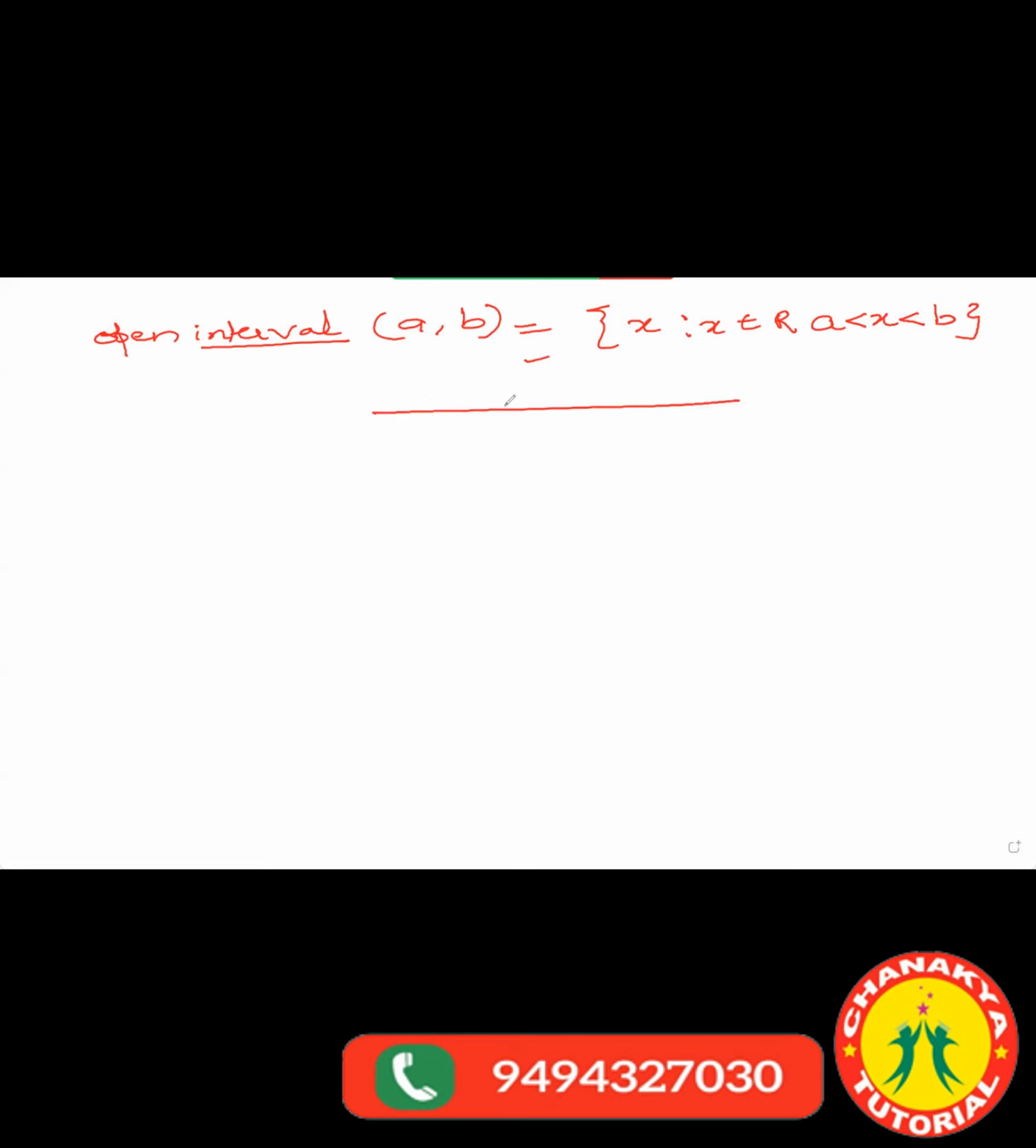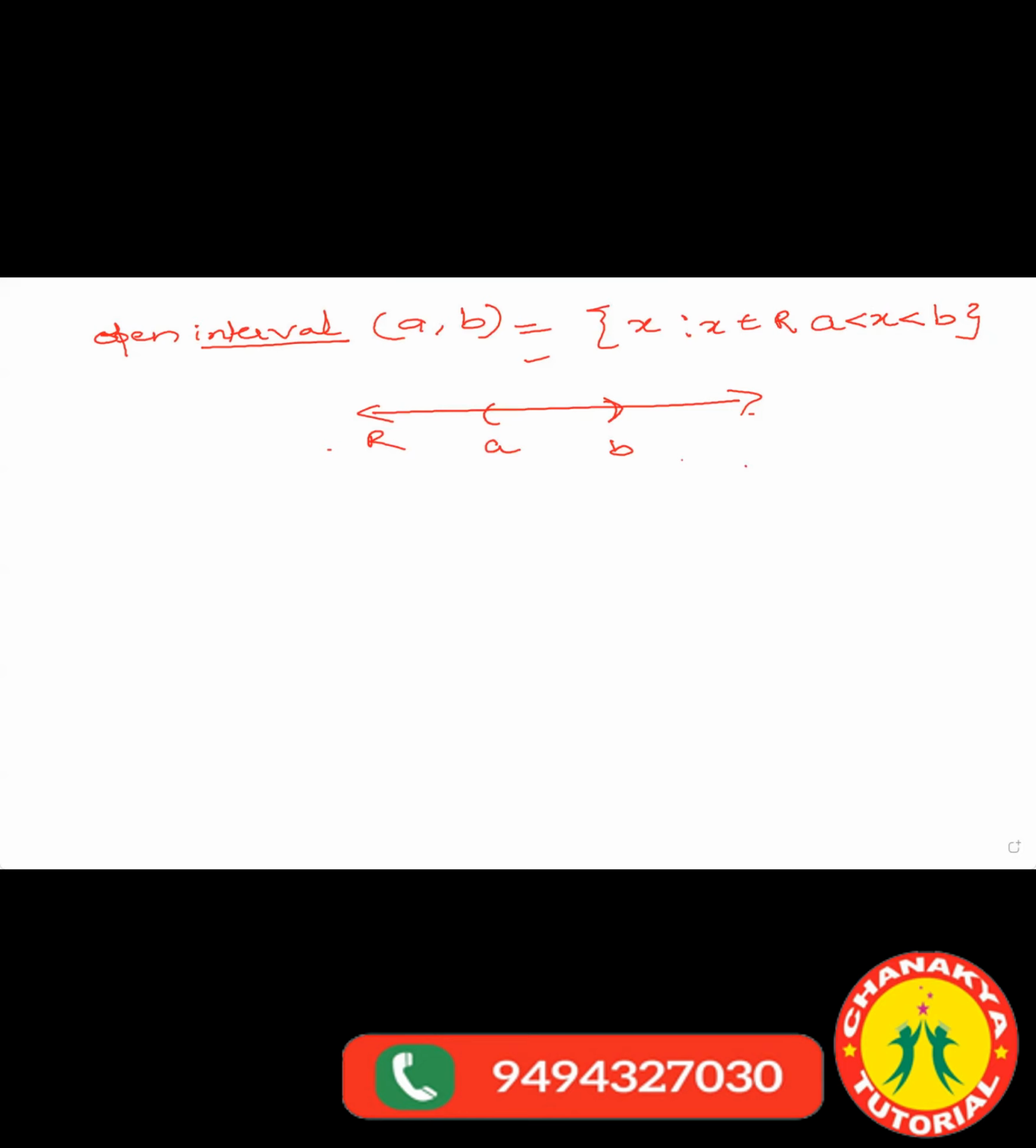While mentioning this open interval, it will not include both a and b. Clear, beta? This was the open interval. Pritam, Dhatri, Dhanunjay, this was the open interval, beta? Yes, ma'am.